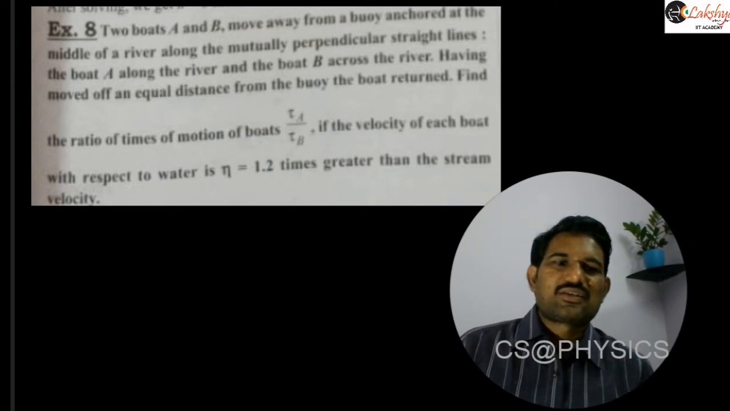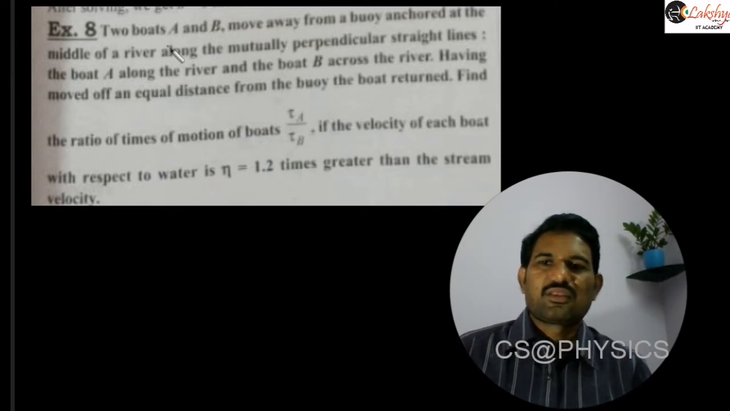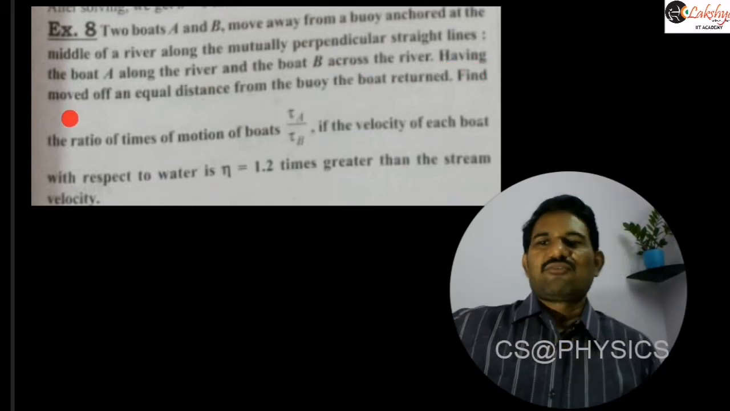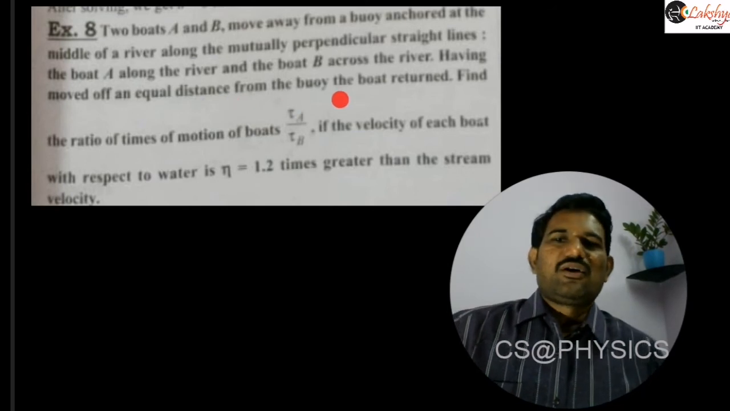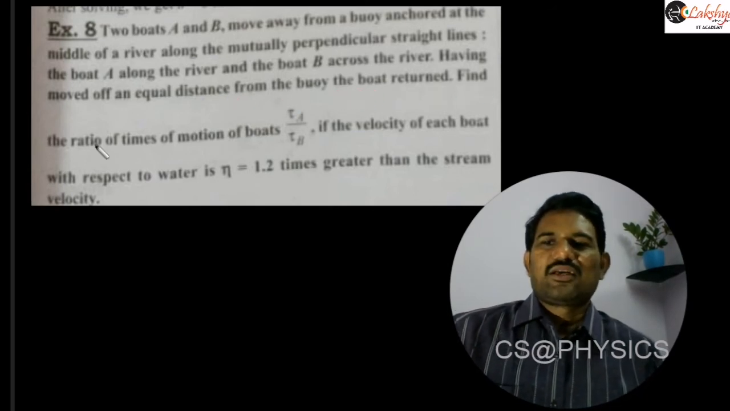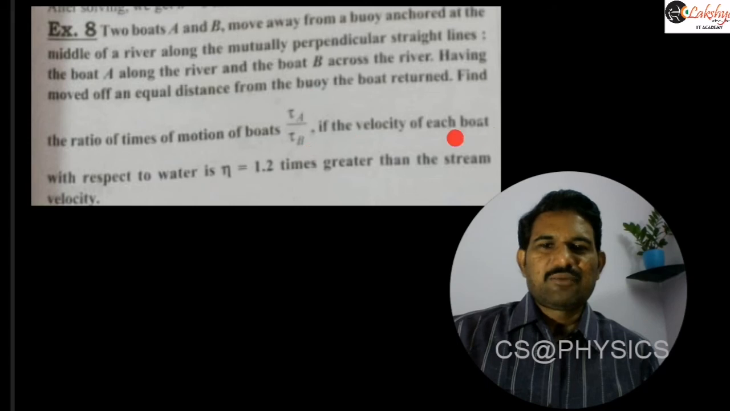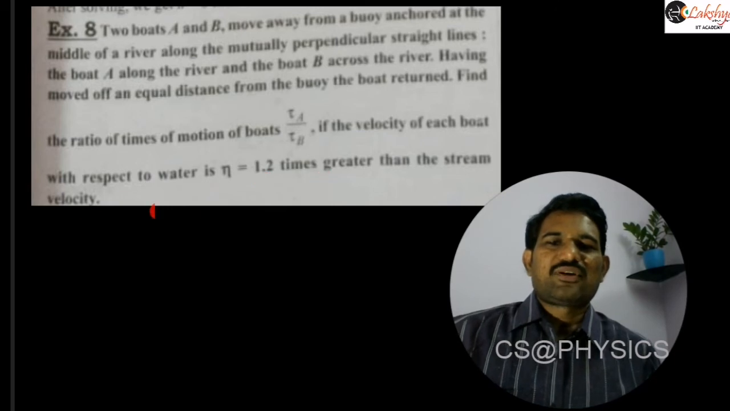And so next, say this problem here. Two boats A and B move away from each other from a point anchored at the middle of the river along mutually perpendicular straight lines. The boat A moves along the river, and boat B moves across the river, having moved off an equal distance, the boats returned. Find the ratio of the times of motion T_A and T_B, if the velocity of each boat with respect to the water is 1.2 times greater than the stream velocity.